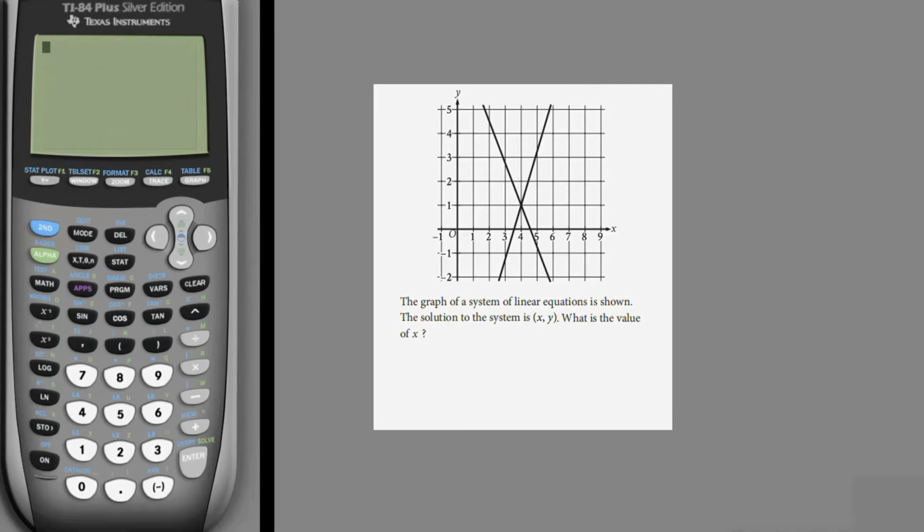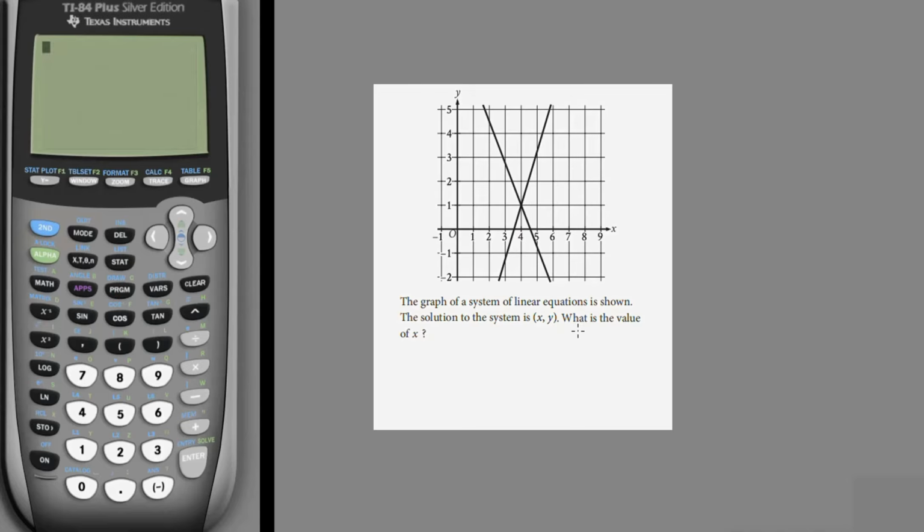It says the graph of a system of linear equations is shown. Okay, so we have two linear equations solved in one graph. The solution to the system is (x, y). What is the value of x? Okay, so this question, we're not going to need a calculator to solve it.